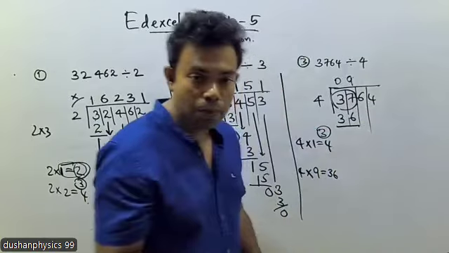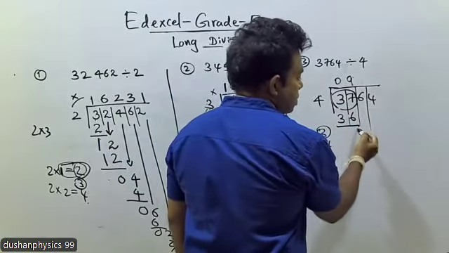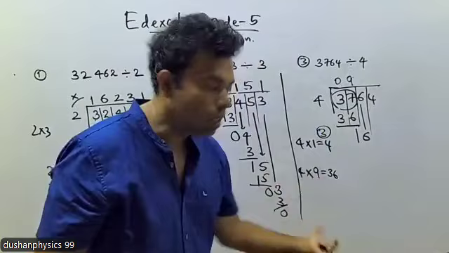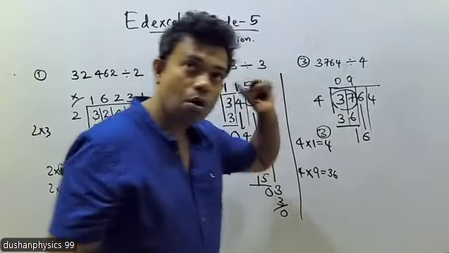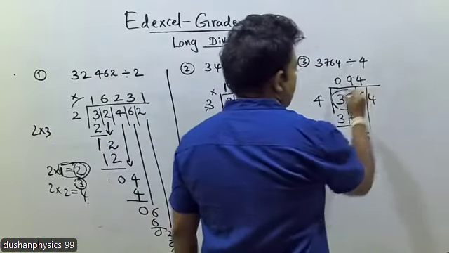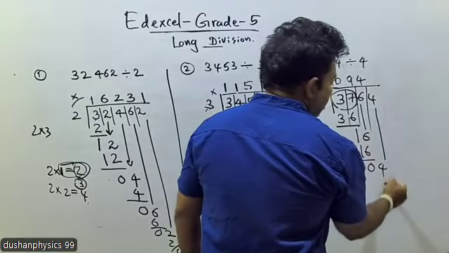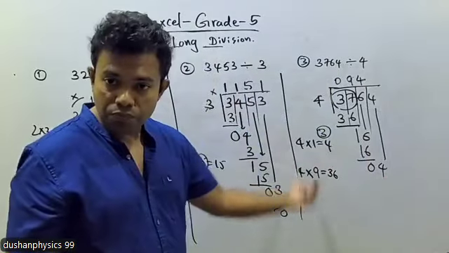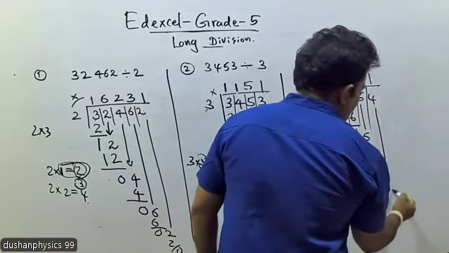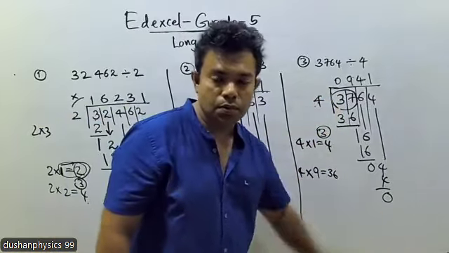What is the next step? You have to subtract: 37 minus 36, 1. Take this number over here. It becomes 16. For 16, how many fours are there? Think, students. There are 4. 4 times 4 is 16. 0 remains. What is the next step? Take the balance one, 4. How many fours are there? 1 here. 4 times 1, 4. Therefore, you can say, okay, 941, the remainder is 0. Am I clear, students?